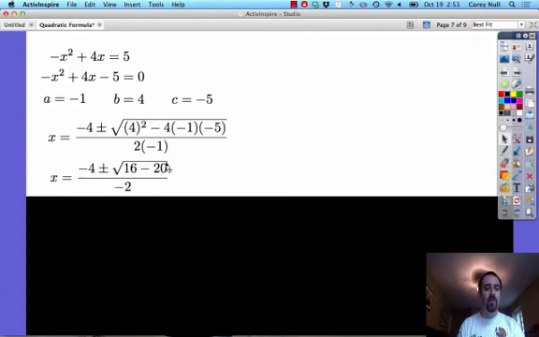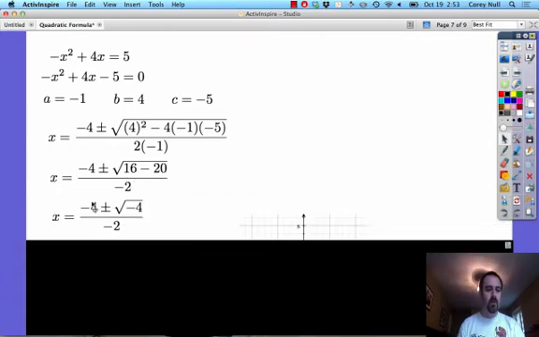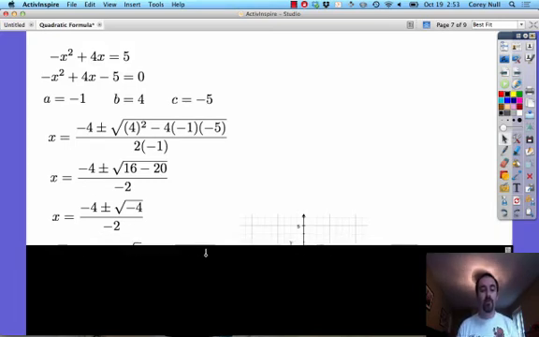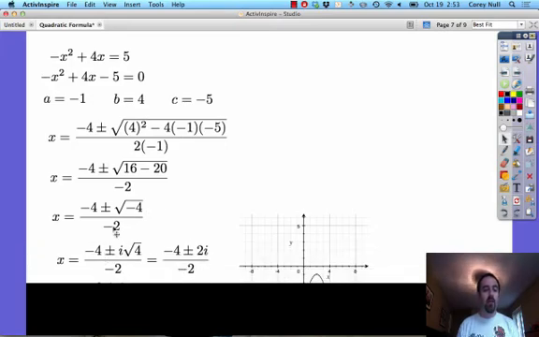Simplify. Negative 4 plus or minus the square root of 16 minus 20, all over negative 2. So notice here I get negative 4 plus or minus the square root of negative 4, all over negative 2. This is the square root of a negative number. Now we've just learned about complex numbers, so we know we can simplify that further. I can rewrite this as negative 4 plus or minus i times positive root 4, which is 2. So x equals negative 4 plus or minus i root 4 all over negative 2, which is the same as negative 4 plus or minus 2i all over negative 2.